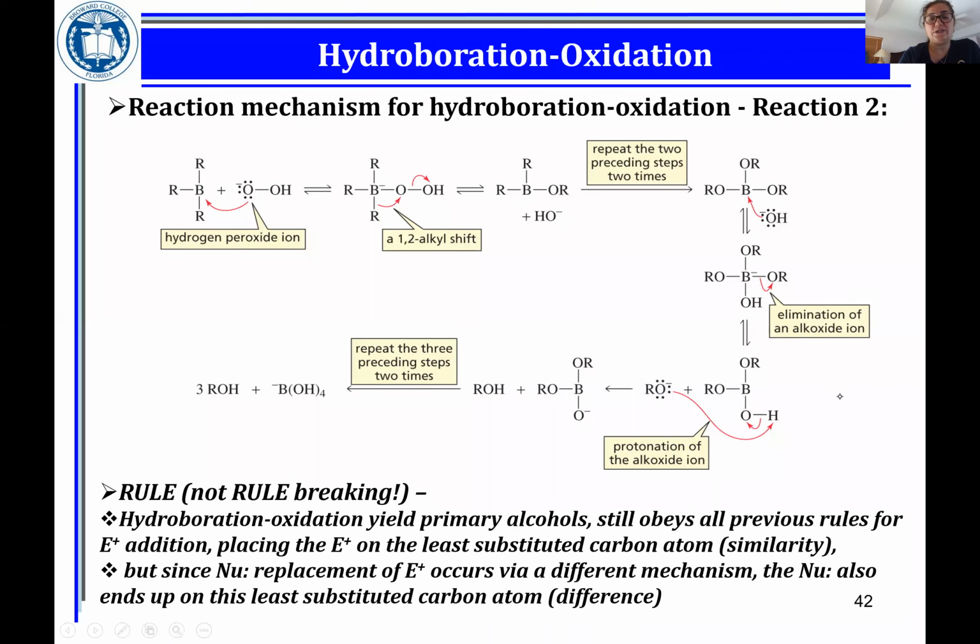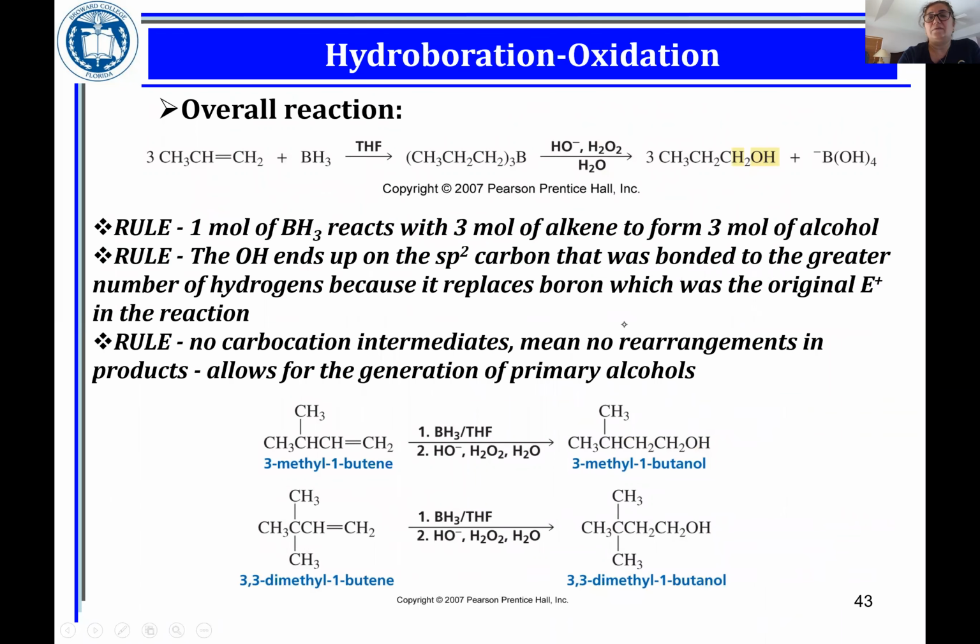BH2 will change to the OH group. So on the first step, you are adding H and BH2, and in the second step you are replacing the BH2 with OH. That's kind of a shortcut to it. So in hydroboration-oxidation, you want to know the set of reagents: BH3 THF, hydroxide, hydrogen peroxide, and water.